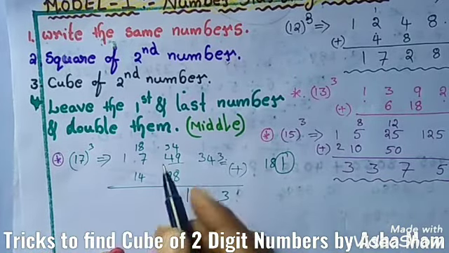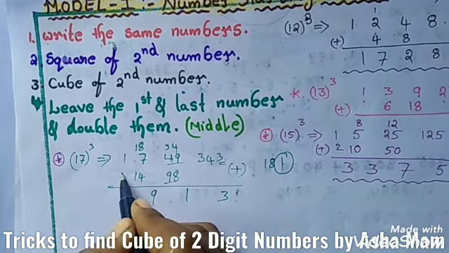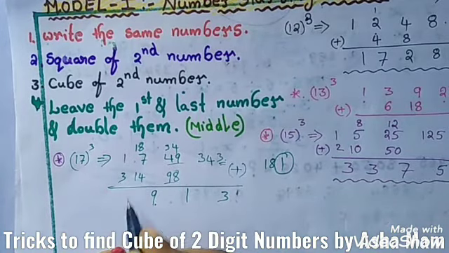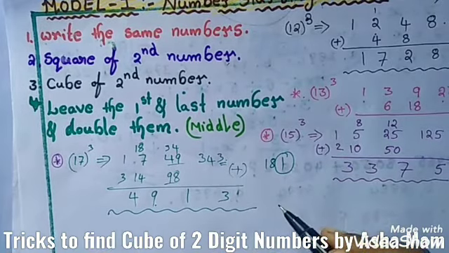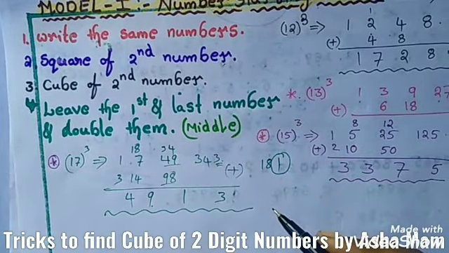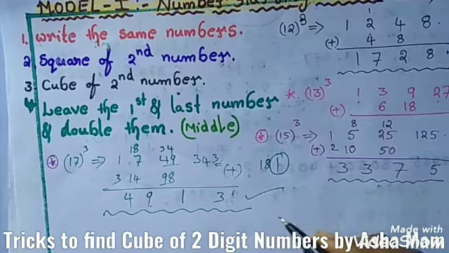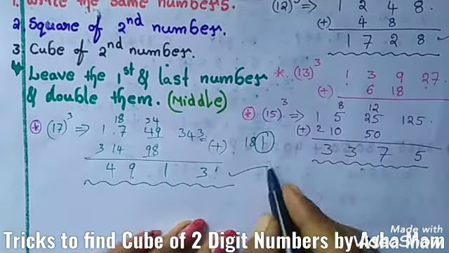18 plus 7 plus 14. So 39. Here is 3. Here is 9. 3 plus 1, 4. So 4913 is the cube of 17. 17 cube. This is the answer. Okay. Let us see the next example.